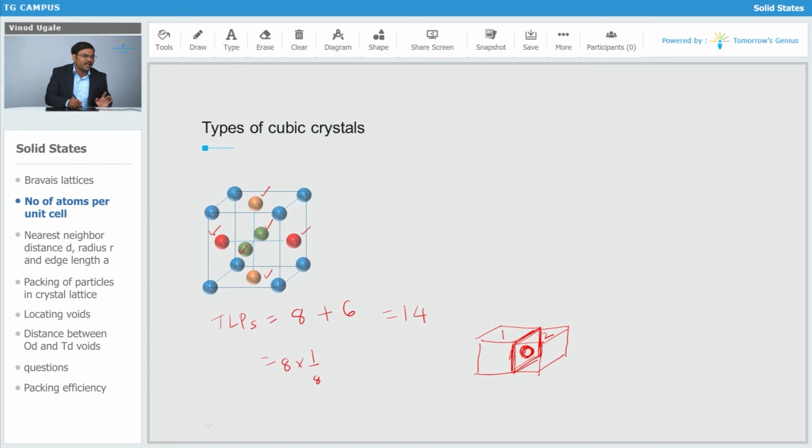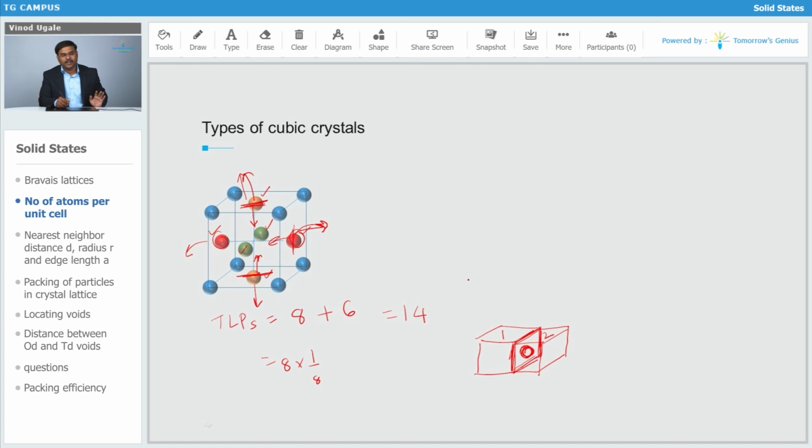So this left particle will be shared by another unit cell on the left side. This red particle will be shared by the unit cell on the right side. Similarly, there will be one unit cell above this. So this particle will be half shared by the one below and half shared by the one above. Similarly, this is half shared by this and half shared by this one. Similarly, for below, half the part is in this unit cell and the other half will be in the unit cell which is below that.